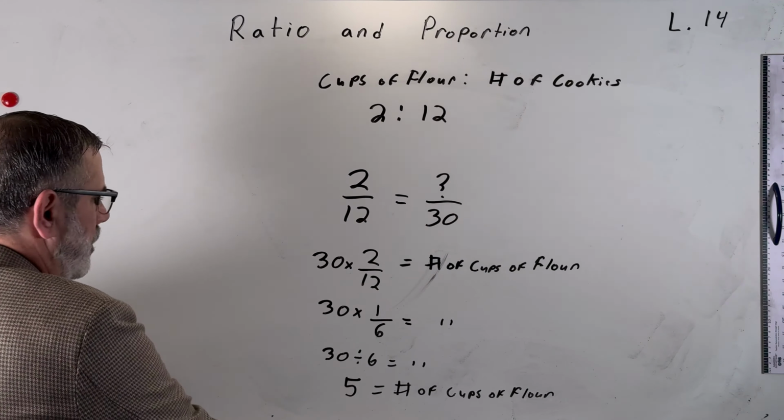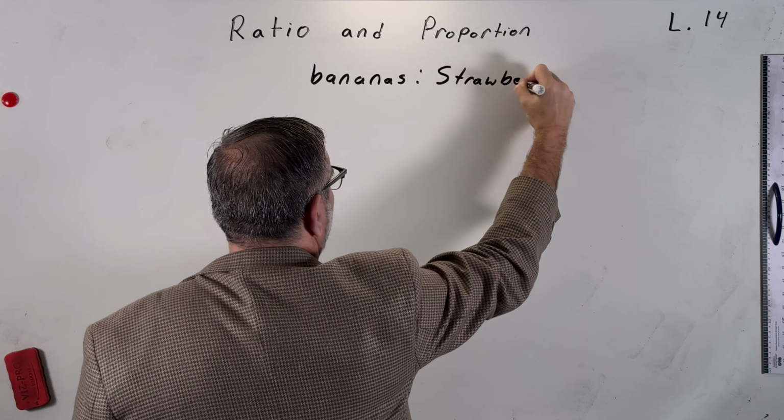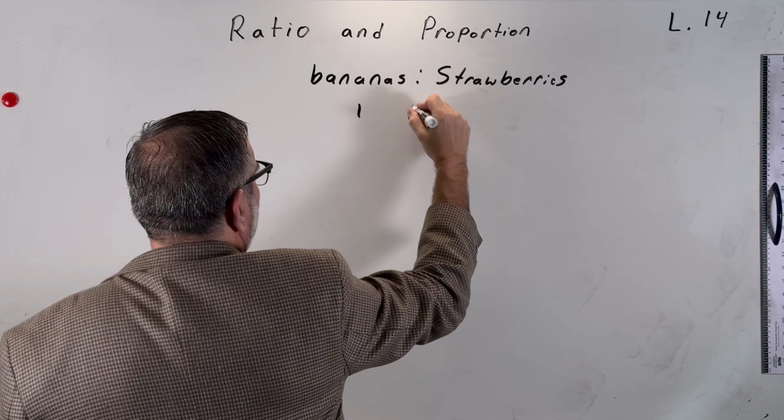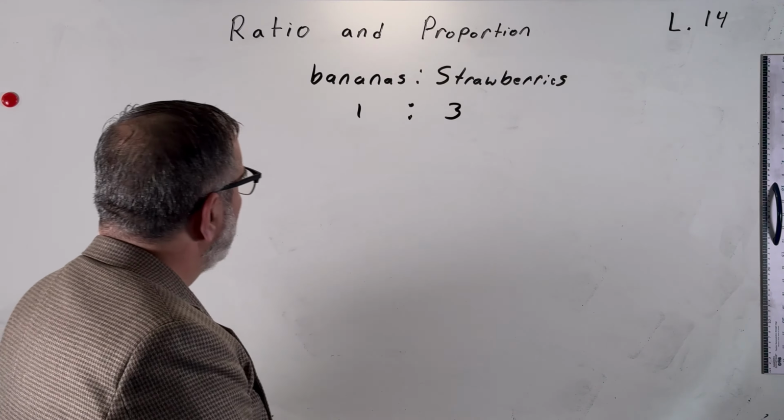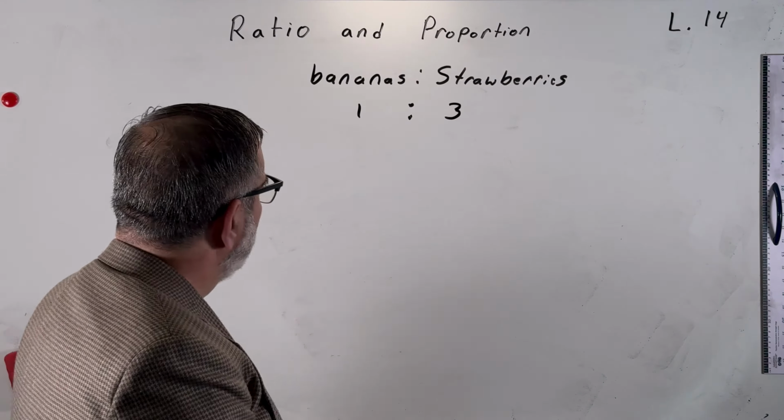Let's say that you were supposed to make a fruit salad, and it was specified that the ratio of bananas to strawberries was 1 to 3. So the ratio of bananas to strawberries for this particular fruit salad is 1 to 3. Now let's assume that I happen to have 4 bananas on hand, and I want to use all of it in a fruit salad. So I want to determine how many strawberries I am going to need to add to these 4 bananas such that I have a fruit salad in proportion to the recipe. So go ahead and pause the video, try that one at home, come back when you have your answer.